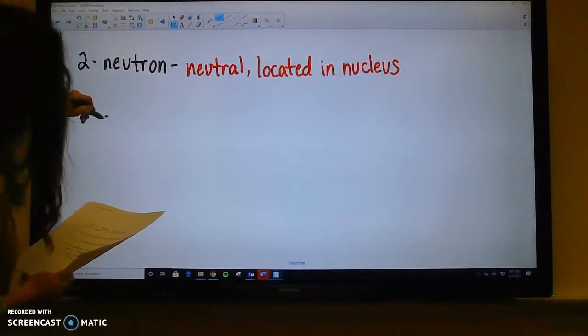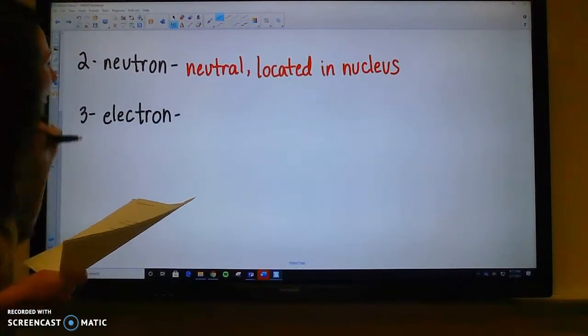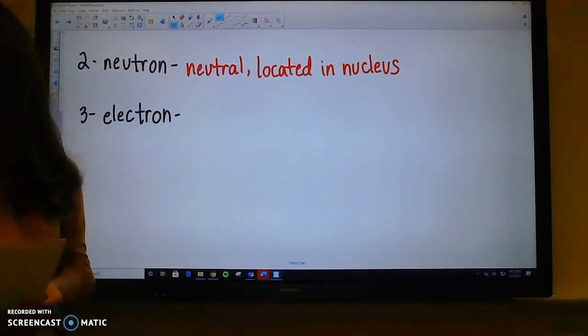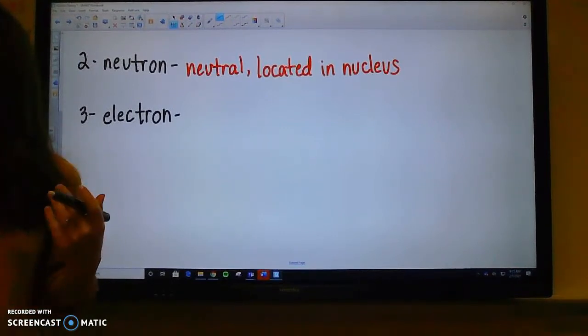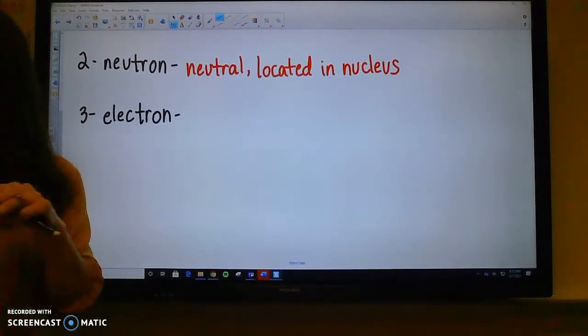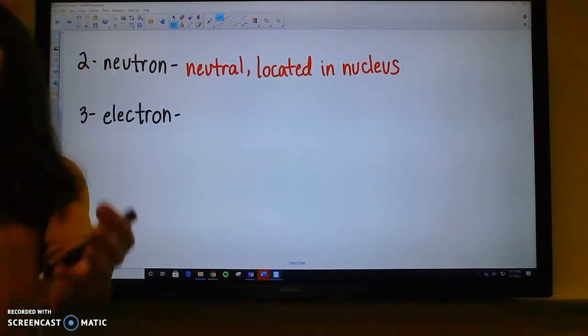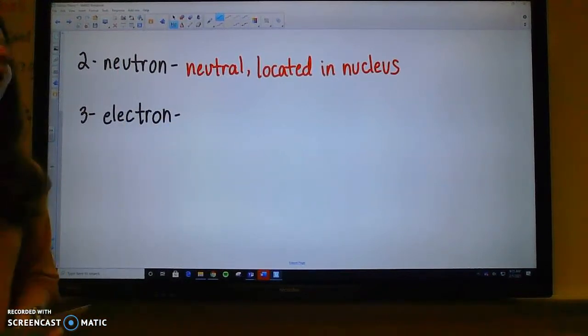So the third one is the electron. This is the last subatomic particle that we're going to discuss. By the way, there are other subatomic particles. They're just not in our standards, but if y'all have heard of quarks, leptons, neutrinos, positrons, there's all kinds of little other things besides these, but these are the main components of an atom.